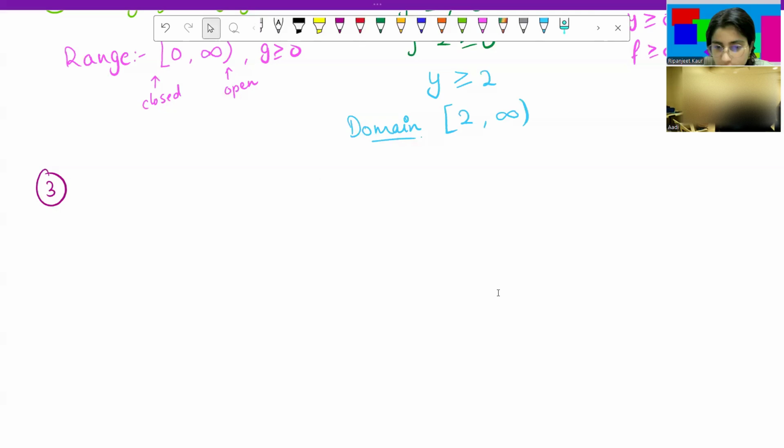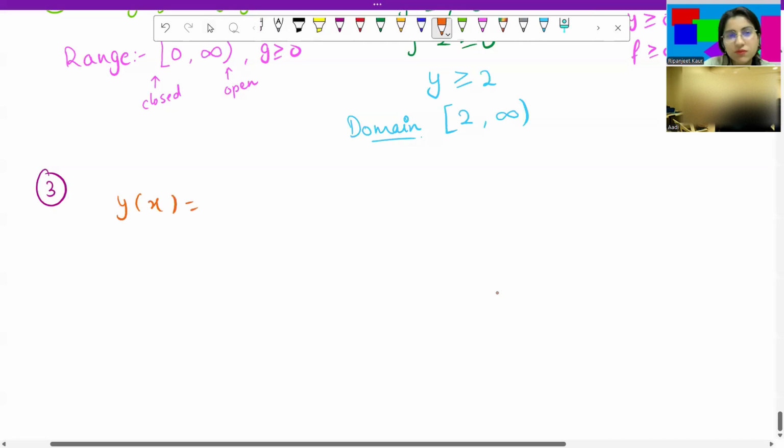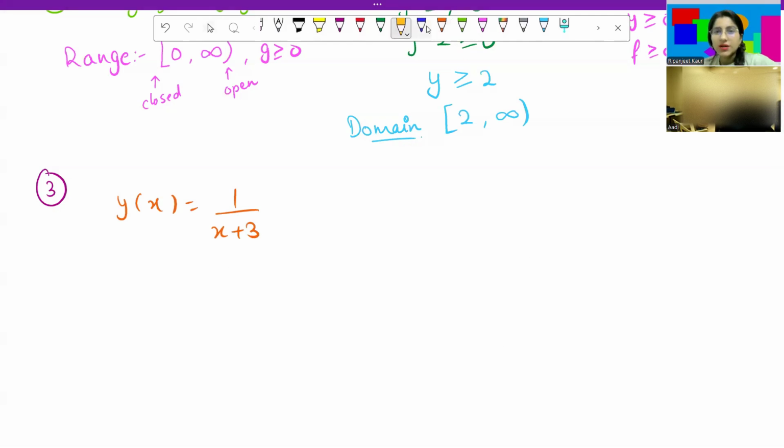Where is the third one here? So y of x equals 1 over x plus 3. 1 over x plus 3. All right. Now, what are the allowed values of x?